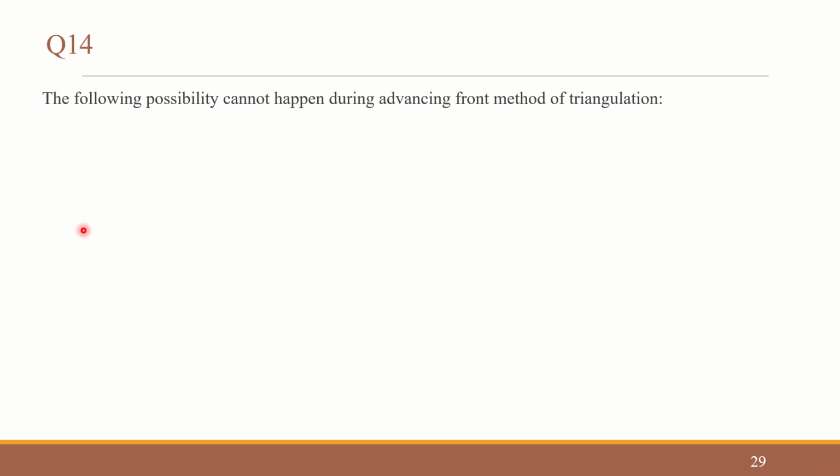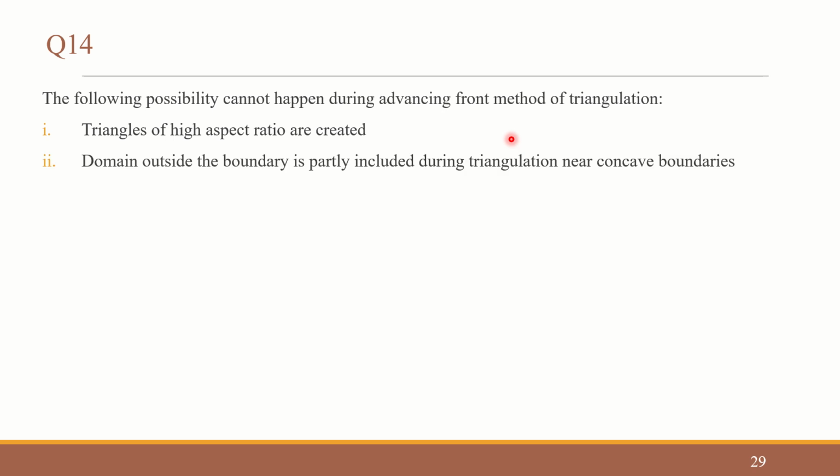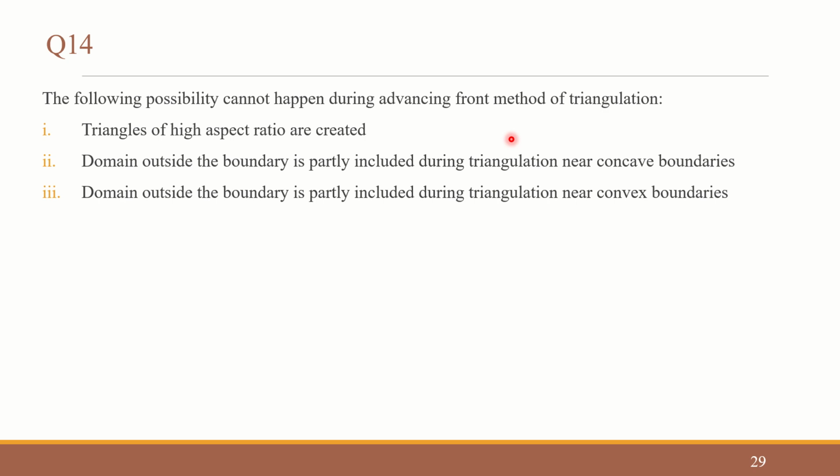So coming to question 14, we have that the following possibility cannot happen during the advancing front method of triangulation. First one, triangles of high aspect ratio are created. Second one, domain outside the boundary is partly included during triangulation near concave boundaries. Third one, domain outside the boundary is partly included during triangulation near convex boundaries. So we are asked to find which of the possibilities cannot happen during advancing front method of triangulation.